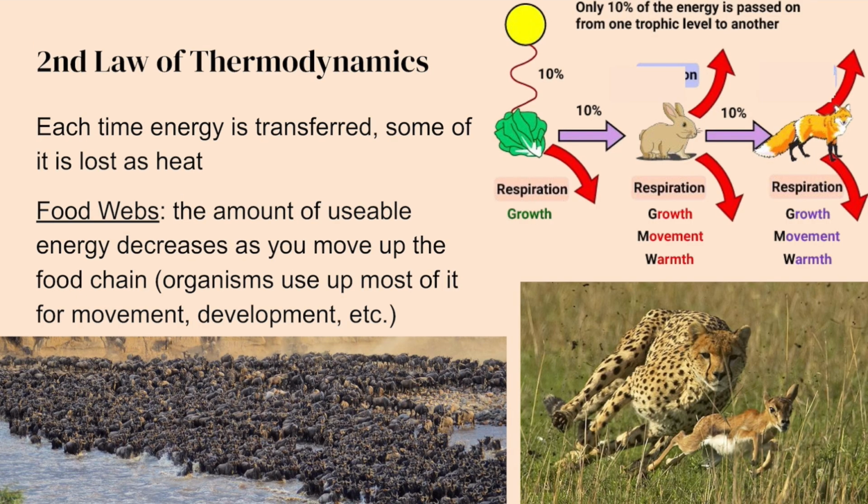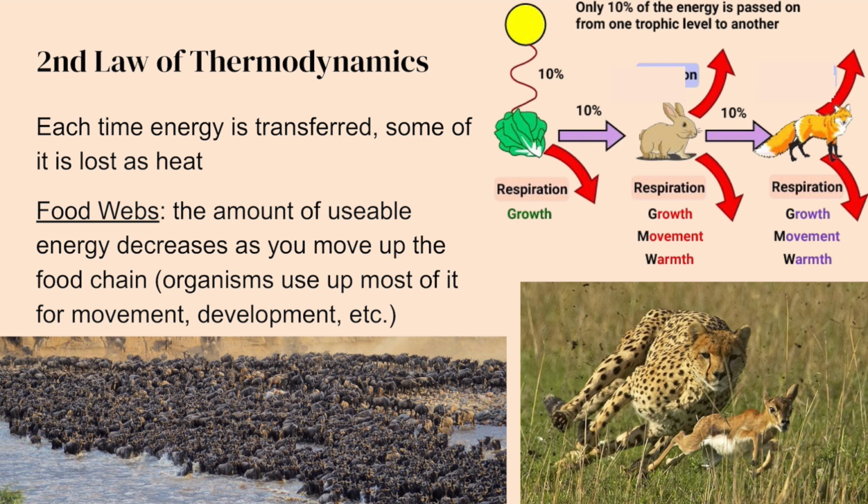Another big idea is that each time energy is transferred, so when it's transferred from producers to herbivores to other secondary consumers, some of that energy is lost as heat. So 100% of that energy from plants does not get passed on to herbivores. A lot of it, about 90% or more, is lost as heat or used up for the organism's own functioning. So as you move up a food chain, there's less energy available for organisms, which means that we're going to have fewer organisms as you move from one trophic level to the next.